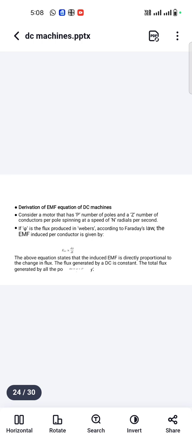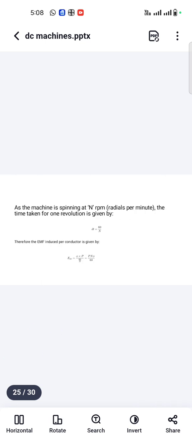So for the derivation, we consider a machine with P number of poles and Z number of conductors, with rotation speed in radians per second. We consider the flux phi produced. According to Faraday's law, the induced EMF is directly proportional to d phi by dt, the rate of change of flux with respect to time.